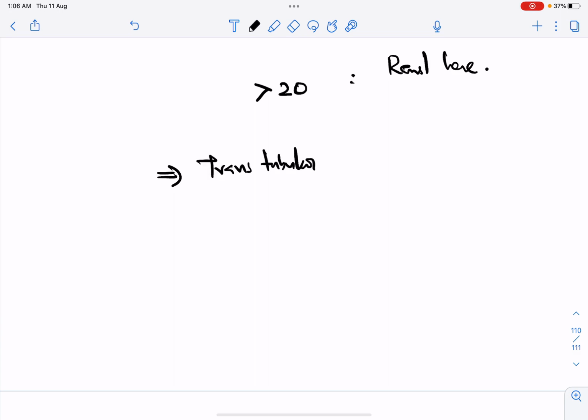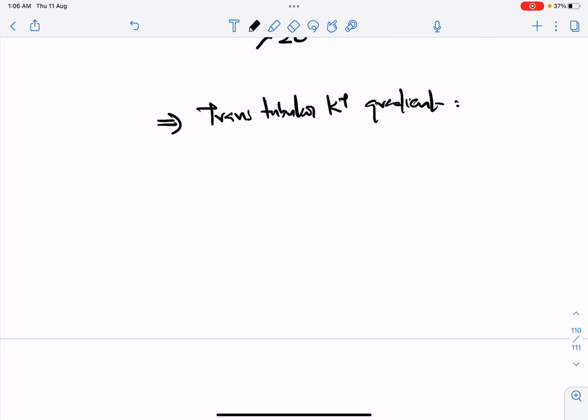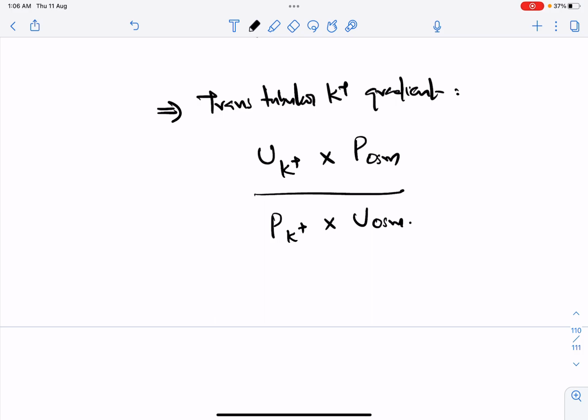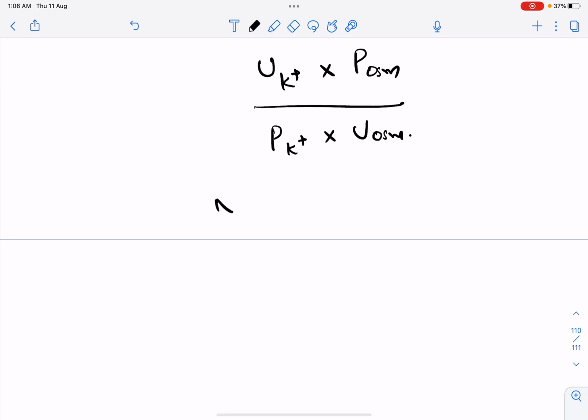Transtubular potassium gradient, and the equation for calculating it is urine potassium multiplied by plasma osmolality, divided by the plasma potassium multiplied by urine osmolality. Okay, with this equation we have to calculate the transtubular potassium gradient. And the normal value of the transtubular potassium gradient is 8 to 9 milliequivalents per liter.